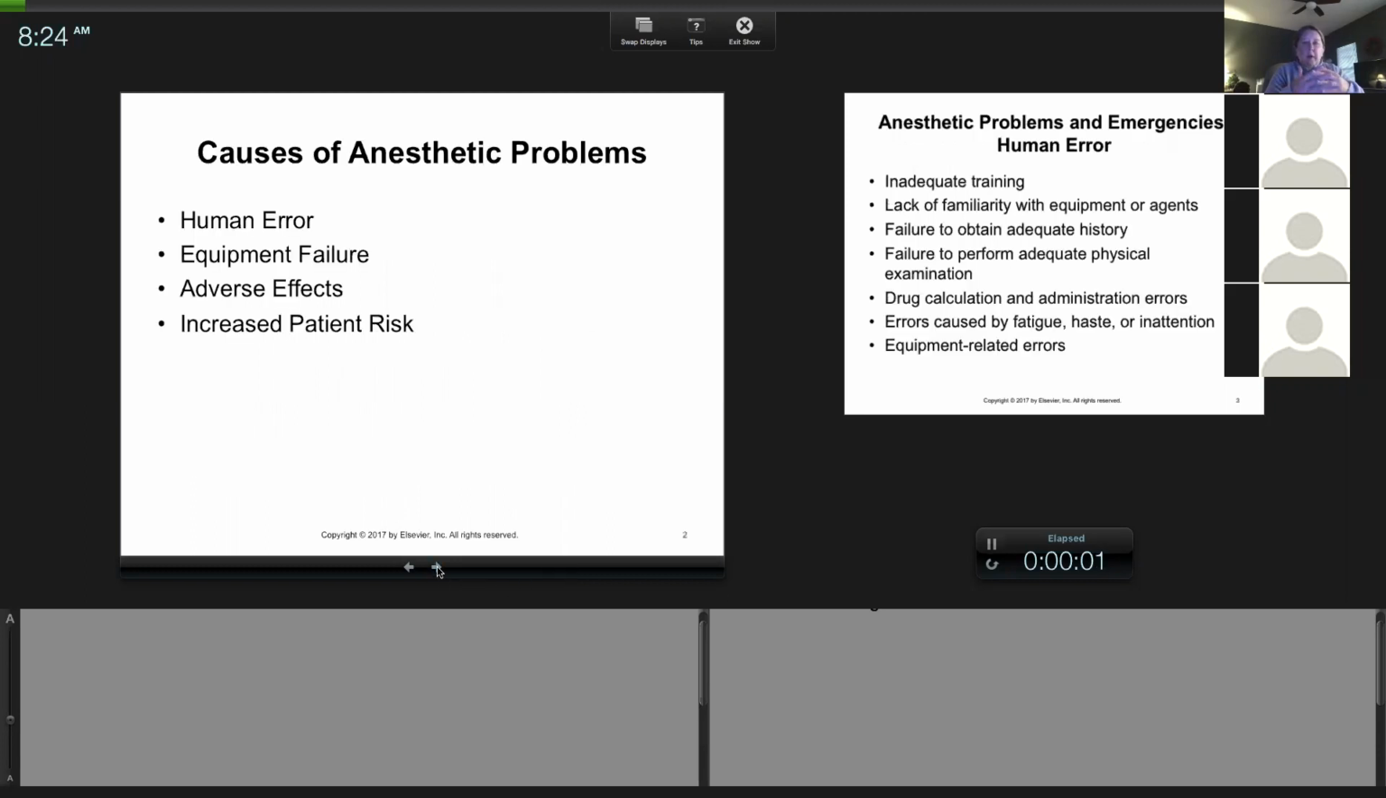So typical problems fall under one of these categories: human error, an equipment failure of some type, or adverse effects of either the procedure or the drugs that you're given. But then, is there an elevated risk in that patient that caused that problem, regardless of drugs and procedures?